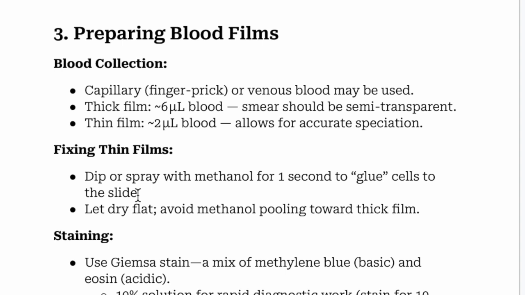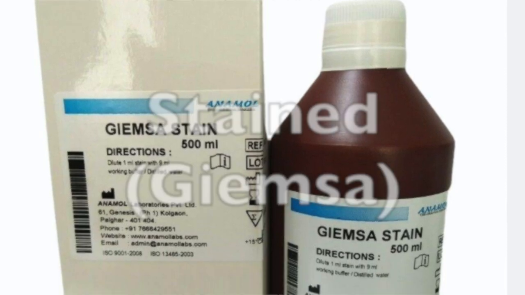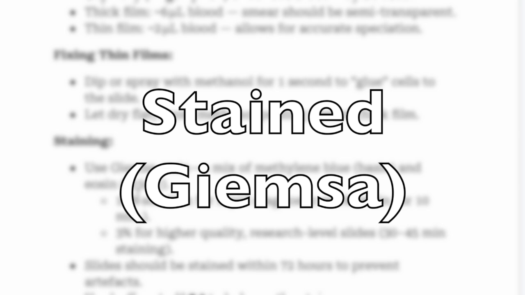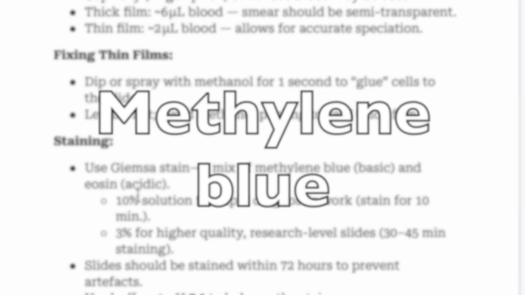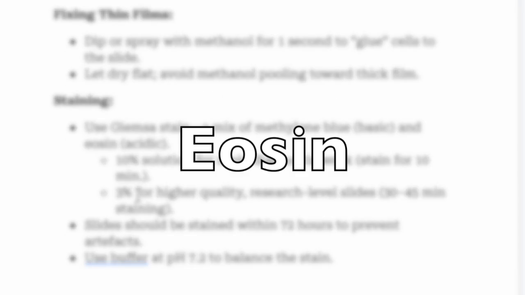So what do we use for staining? After you've fixed it for just a second, you let it dry flat so that everything will be fixed. For your thick films and your thin films, what you use is a stain called Giemsa, I'm not sure how it's pronounced, and this stain is a mixture of methylene blue, which is a basic dye, and eosin. Eosin is an acidic dye.